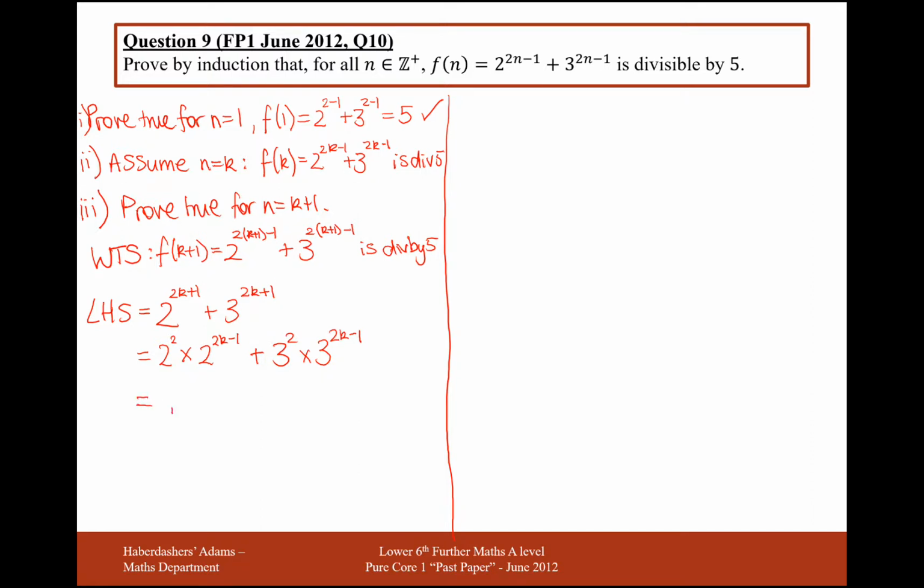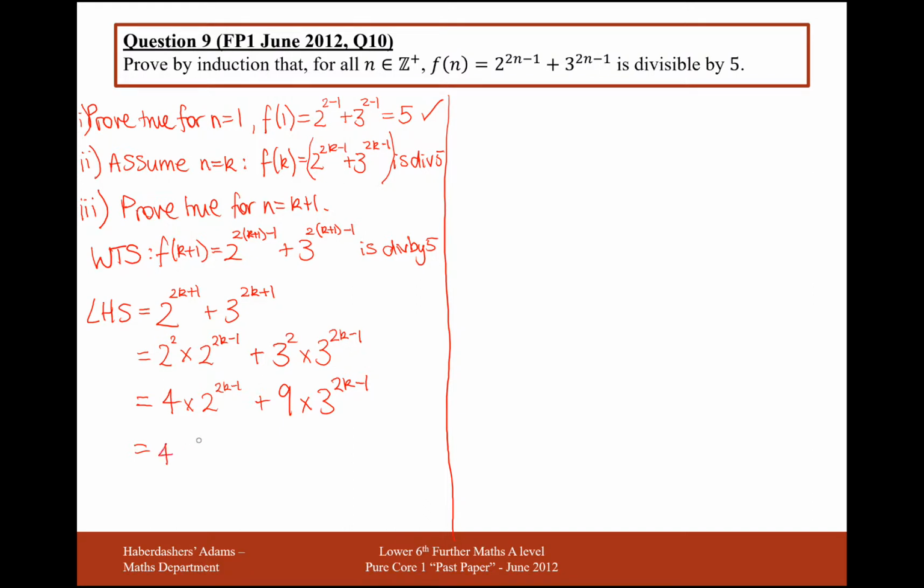Let's write down what these indice values are. So 4 times 2 to the 2k minus 1, add 9 lots of 3 to the 2k minus 1. Don't mix these back up together and get 8 or 27. It's just not how you do indices. Right, so now what I want to do is group all of this expression here together. We want to group our assumptions together.